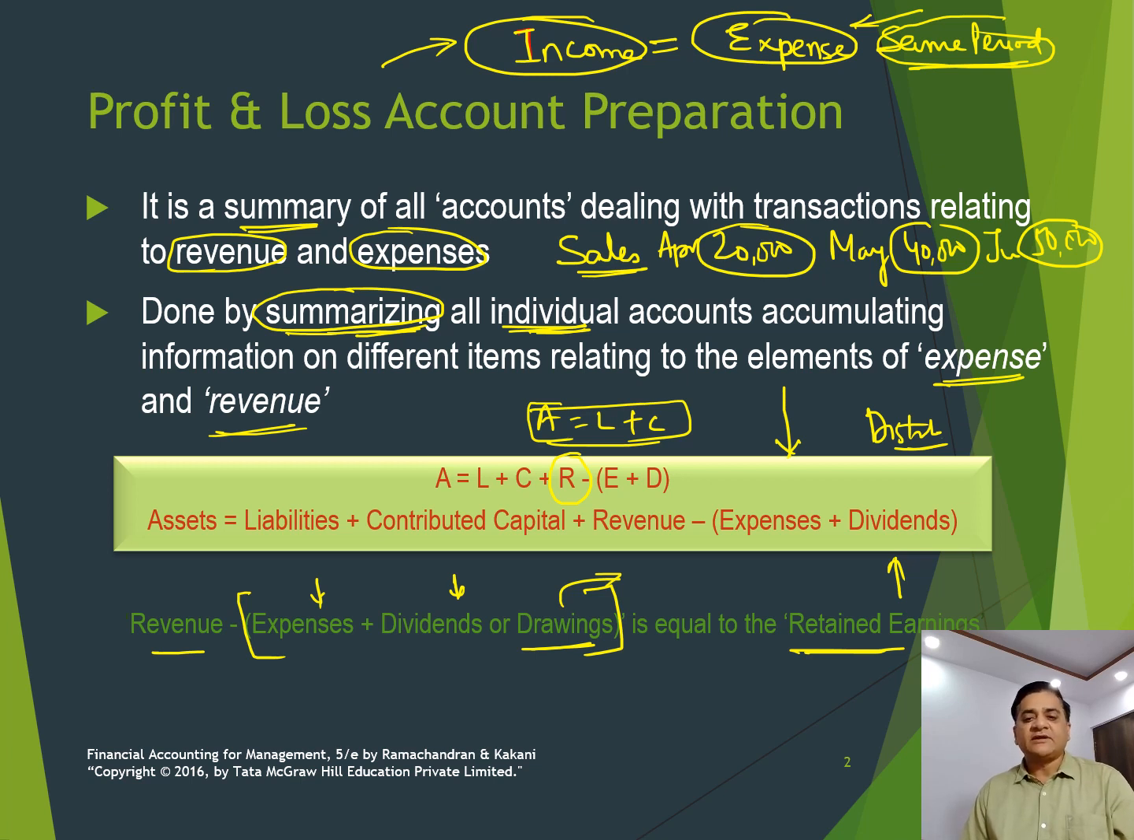What is profit? The difference between revenue and expense is your profit. If the whole amount is distributed, the retained earnings become zero. If nothing is distributed, the total amount goes to the retained earnings, which means retained earnings is the amount of profit which is retained back, which is not distributed.